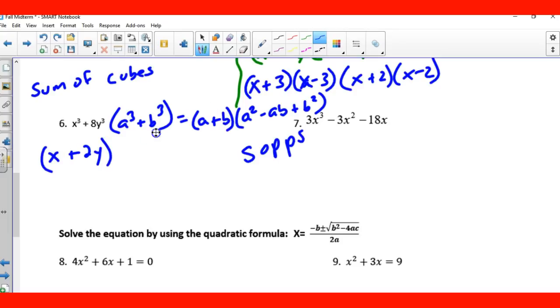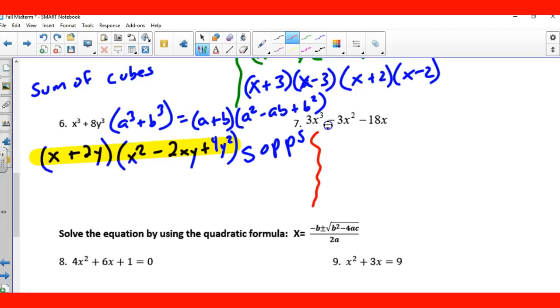So now what we have right here is square the first term, x squared. Then minus, which is opposite sign. Then find the product of x times 2y, which is 2xy. And then the next P is plus. And then b squared is square the second term. So you square everything, 2 and y. You square 2y, that's going to be 4y squared. All right, there is your solution right there.